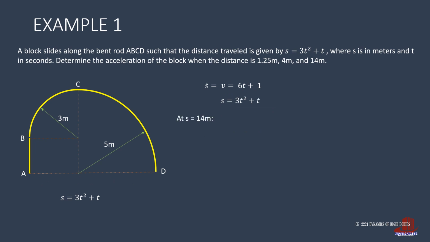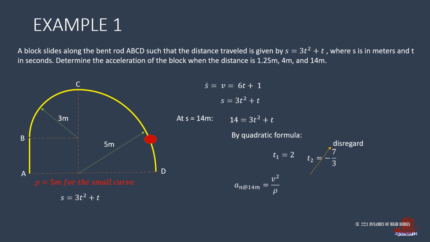For the last distance at 14 meters, take the value of t from the s equation, which turned out as 2 and negative 7/3. Just the same, disregard the negative value of time. Next is the radius of curvature, and this is determined by placing the particle on the rod where 14 meters distance locates the particle along the curve with 5 meter radius. Plug t and ρ into the a sub n formula as the square of 6 times 2 plus 1, and everything is over 5 to get 33.8.